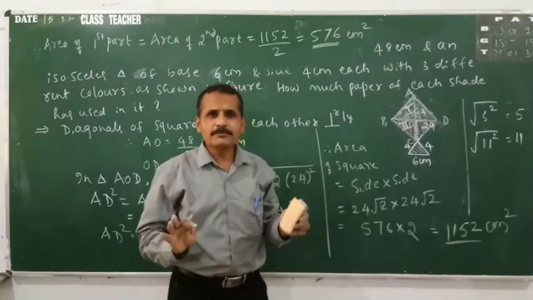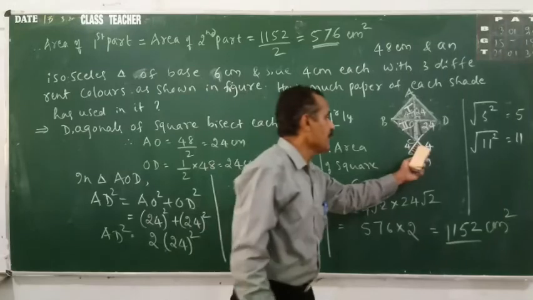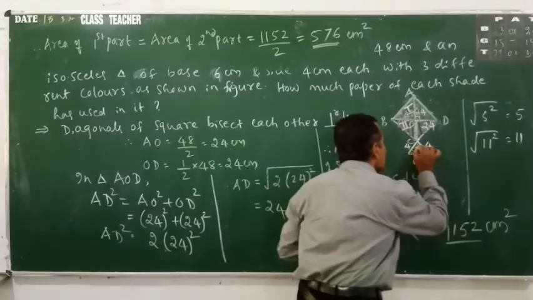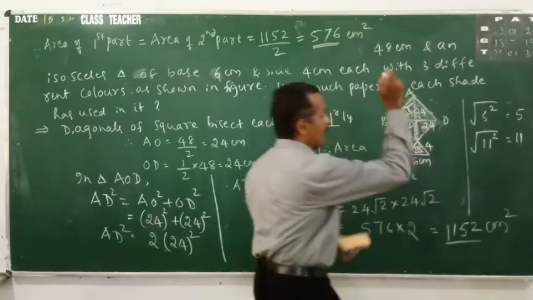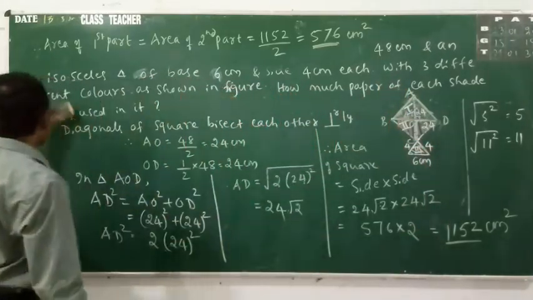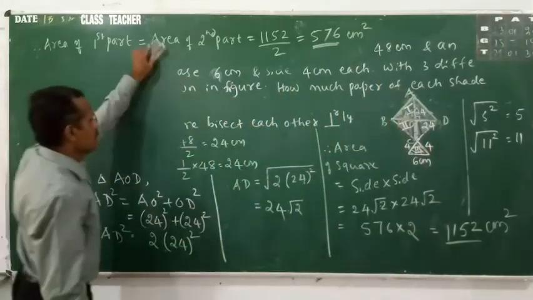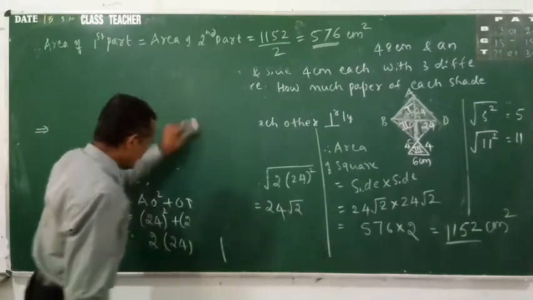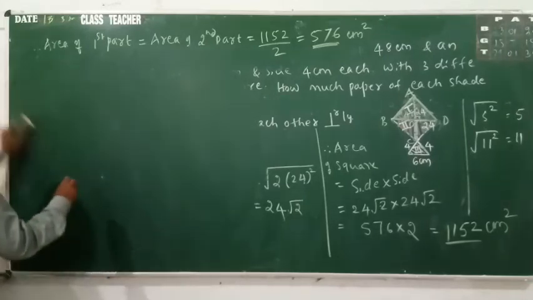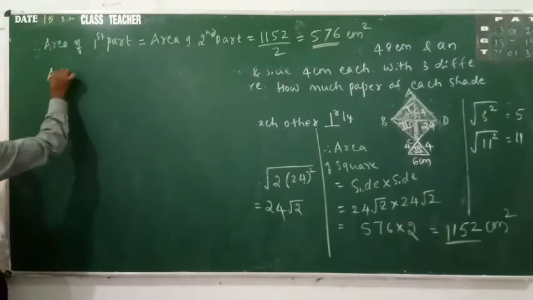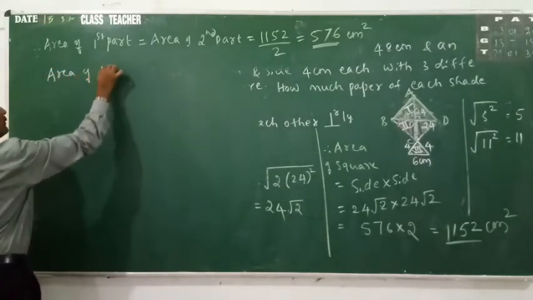Is it the end of the problem? No, I will find the area of the third part. This is the third part and you will find the area of the third part using Heron's formula. With that, we will wind up. Let me find now the area of the third part.